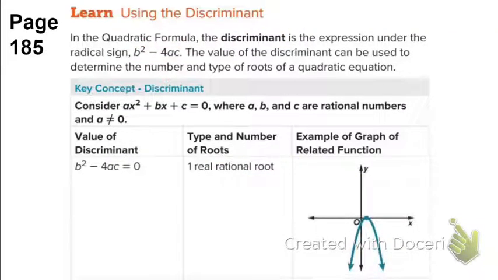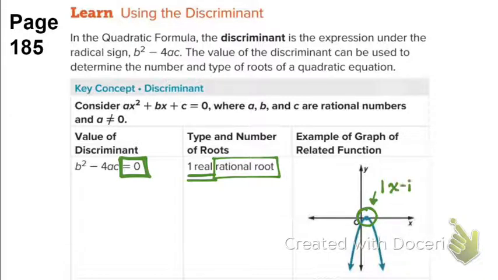When we evaluate the discriminant, every now and then it comes out to be exactly 0. Everything cancels out, and I'm just left with 0 when I evaluate that discriminant. That means I'm going to end up with one real root, and it will be rational. So when I go to look at my graph, there is only one x-intercept.